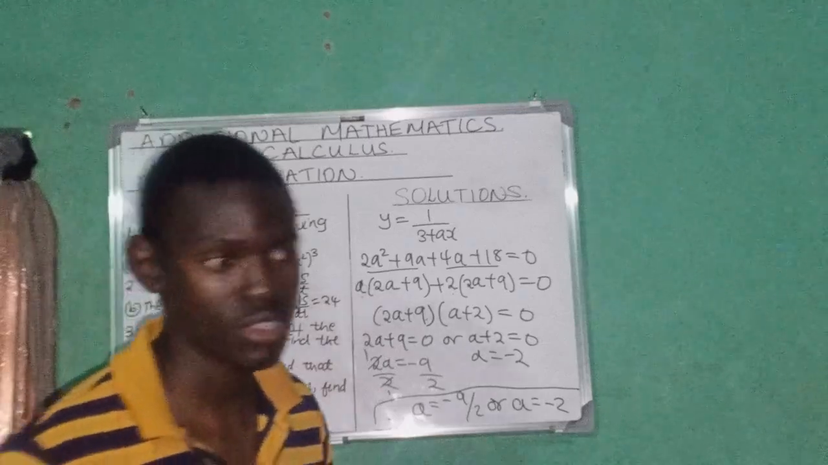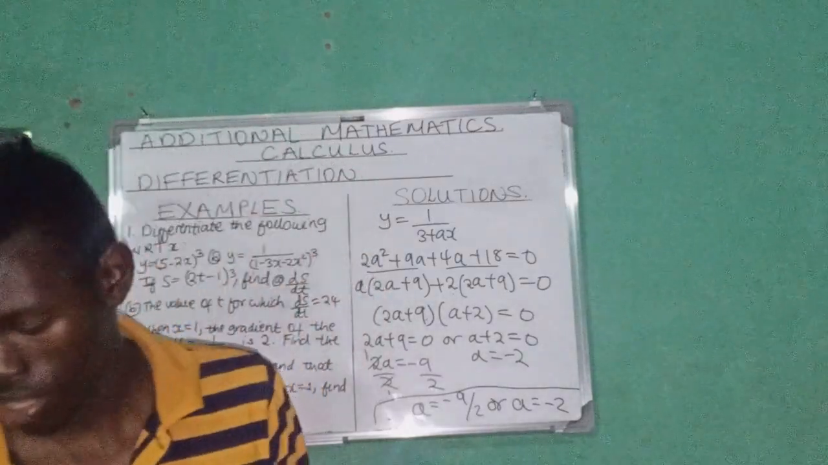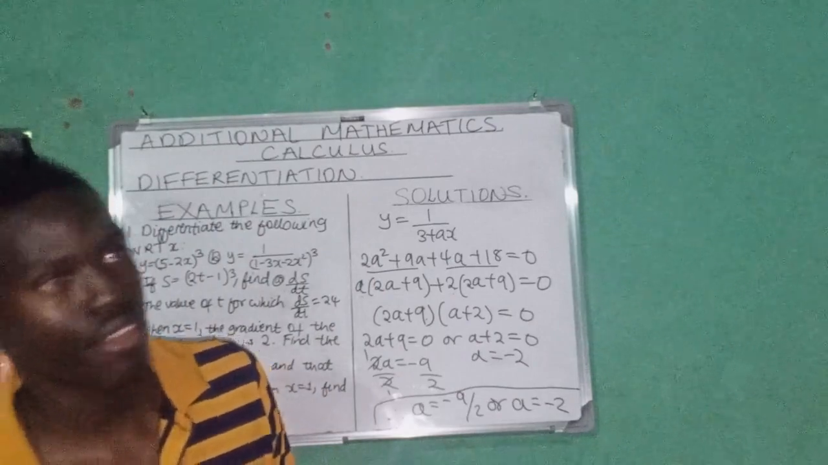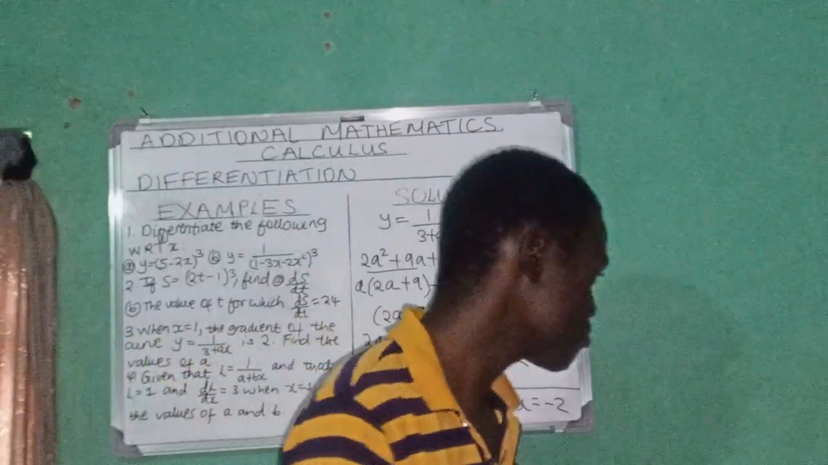I wanted to use completing the square, but it's okay. I just used the factorization method because it's the fastest and the easiest.